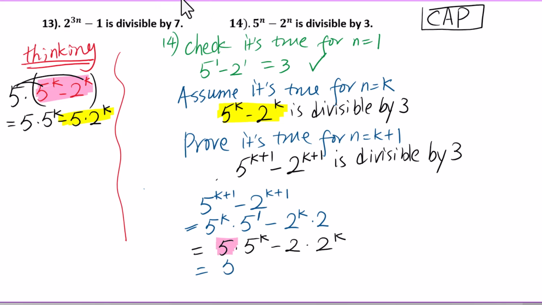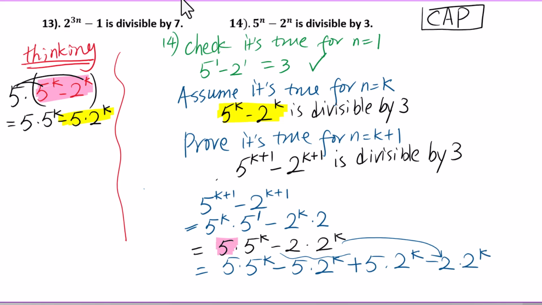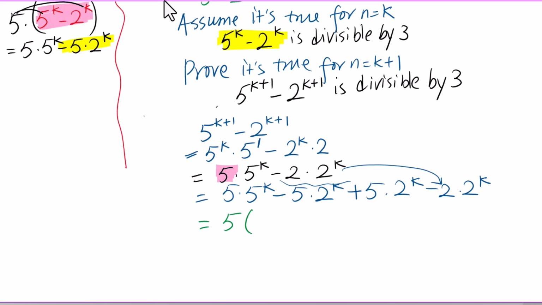Let's do it. 5 times 5 to the kth power minus 5 times 2 to the kth power. Then you have to add 5 times 2 to the kth power. This one bring down, minus 2 times 2 to the kth power. Take this 5 out to create 5 to the kth power minus 2 to the kth power. Combine like terms, plus 3 times 2 to the kth power.